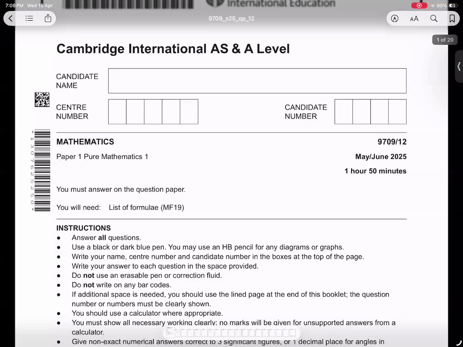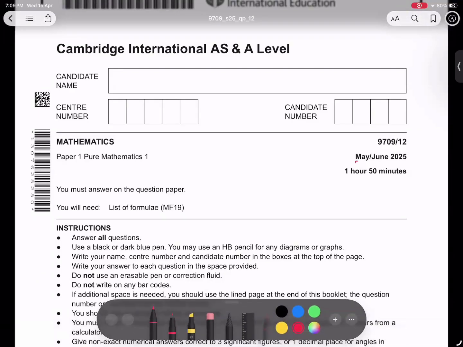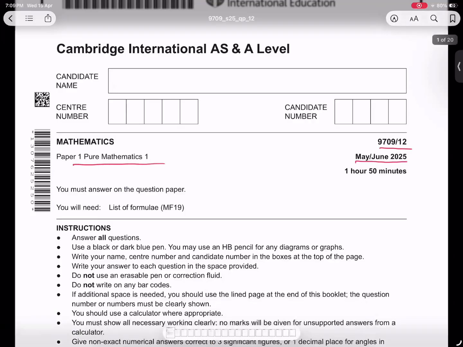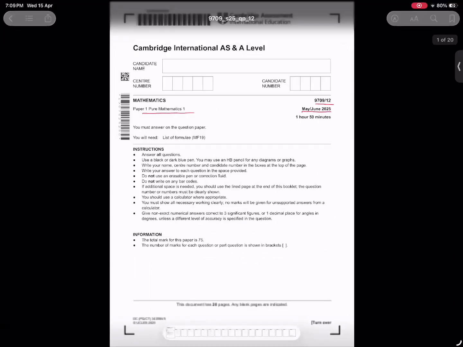Bismillah ar-Rahman ar-Rahim. We have a June 2025 second variant and complete pure run paper. So let's try to solve question number 1.